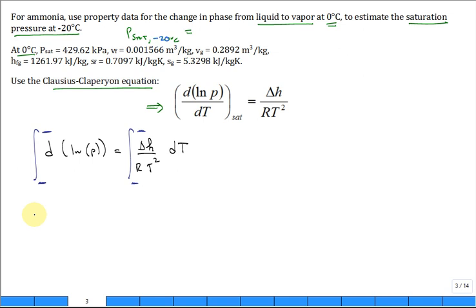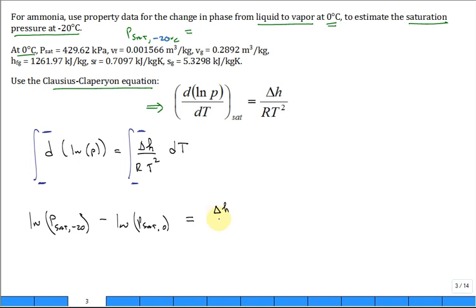We get that it's the natural log of the saturation pressure at the end. Let's say I'm going to end at -20 minus the natural log of the saturation pressure at the beginning. I start at 0 degrees C. Hopefully that made sense, how we treated the left-hand side. Now let's take a look at the right-hand side.